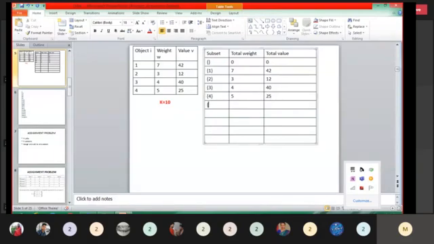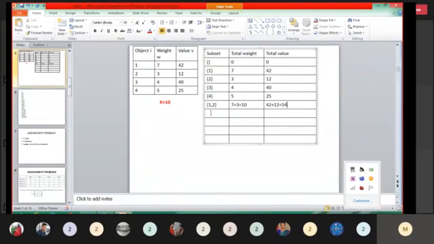1 comma 2. Now we have to add the weights of 1 and 2, and we need to add the values of 1 and 2. What are the weights of 1 and 2? 7 plus 3 equals 10. What about the value of 1 and 2? 42 plus 12, which is 54.